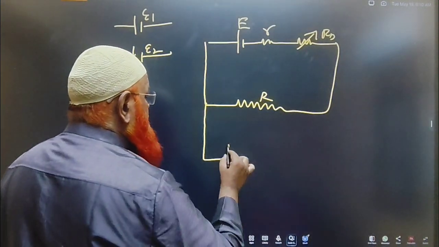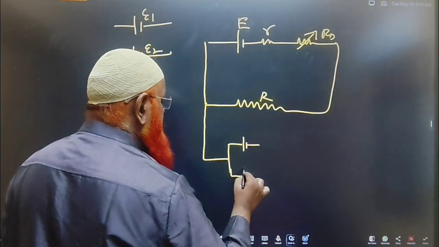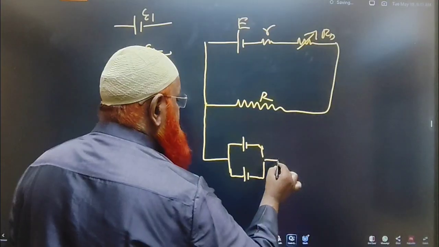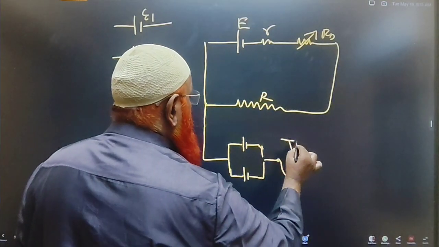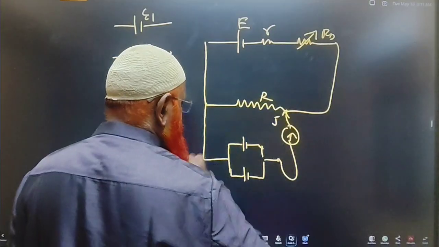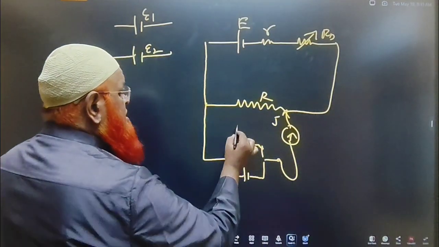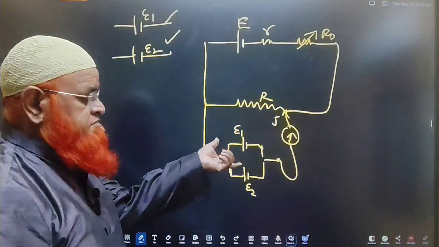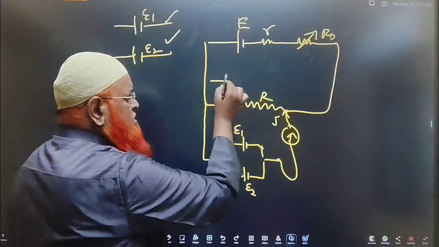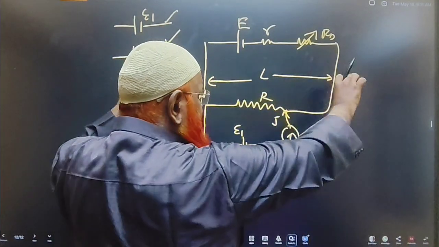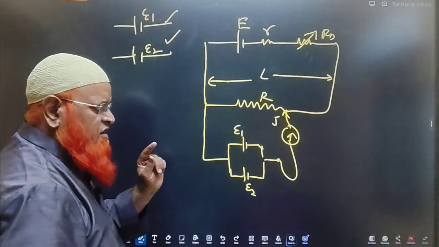In the secondary circuit, I will take one EMF, another battery. I'll keep it like this. There is a key here which is connected to the potentiometer, and here the jockey J1. First, this is E1, this is E2. I have given you E1 and E2, I am connecting here. The total length of the wire is taken as capital L, let us imagine.